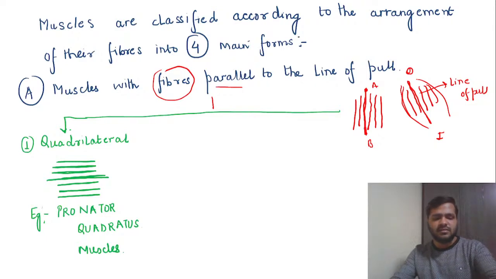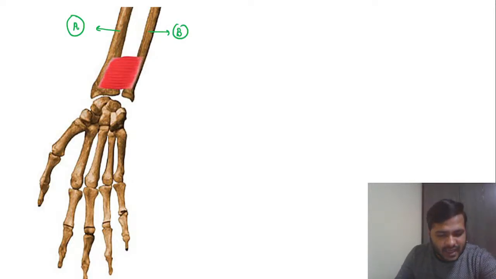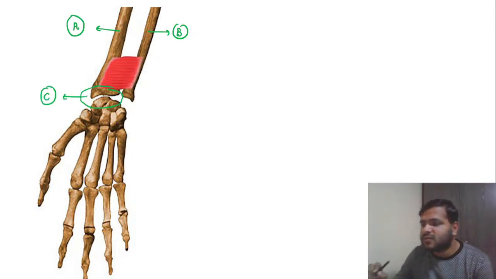Now, if I just try to show you this particular muscle, guys, can you identify the bone with A and the bone with B? I just want to know if you are really familiar with the basic anatomy. And after that, can you identify this particular joint that is named with C? I'm waiting for your answers in the chat box.